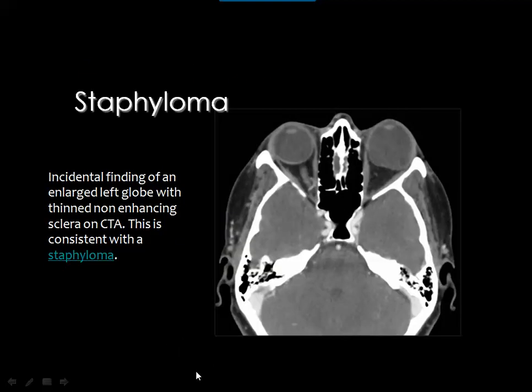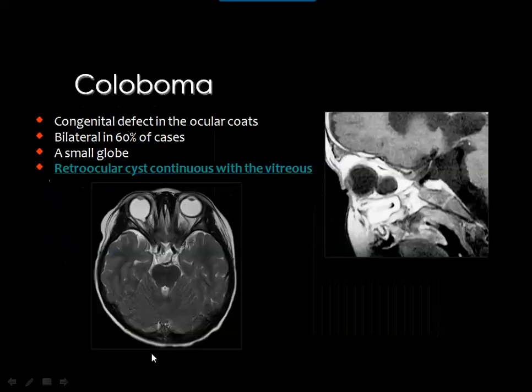Staphyloma is an abnormality in the configuration of the globe, and you see here this globe is not an exact ball like the right one, but you see some deformity in the posterior coat of the globe, which is known as staphyloma.